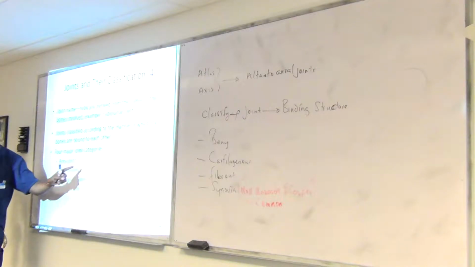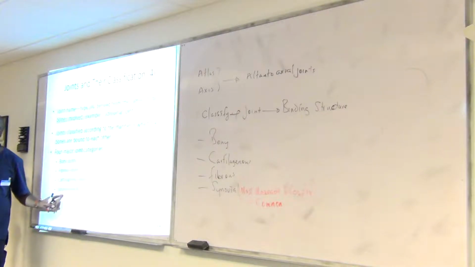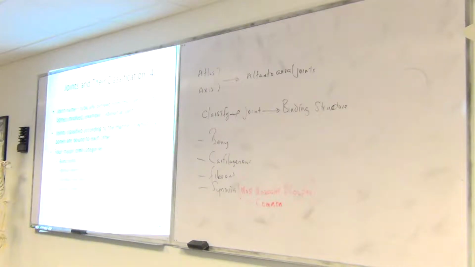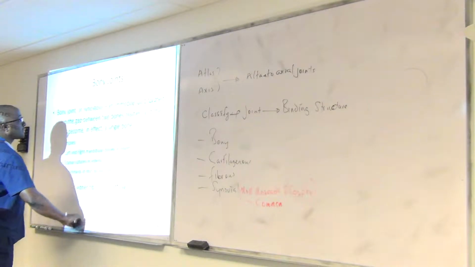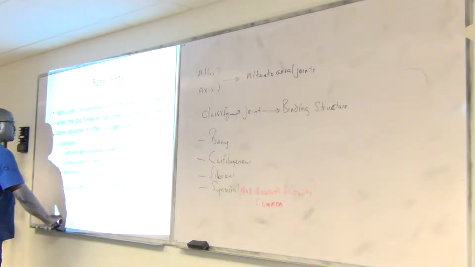Bony joints mean there isn't anything between, it's just bone to bone. Fibrous joints are bound by fibers, cartilaginous joints by cartilage. Synovial is much more complex. We're still going to look at it, I just gave a glimpse of it.